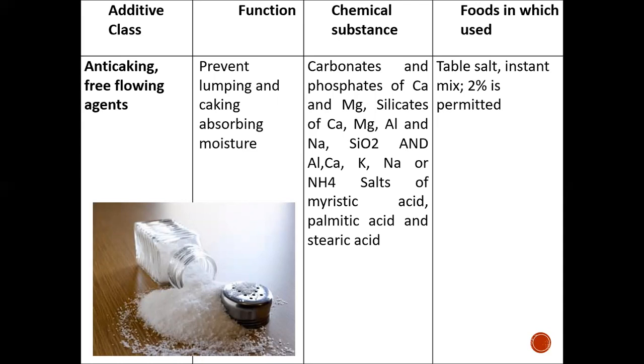So it prevents lumping and caking. That is why anti-caking agents are used. They're mainly used in table salts and all other powdery materials. What are the certain anti-caking agents? Carbonates and phosphates of calcium, like calcium carbonate, calcium phosphate, and silicates are used. So these are things which help in free flowing of certain powders.